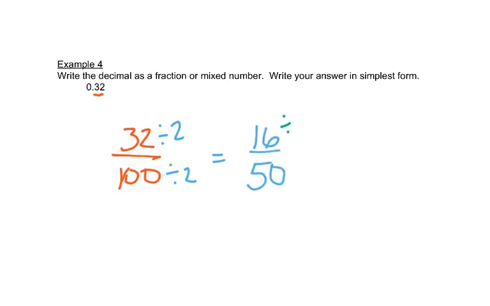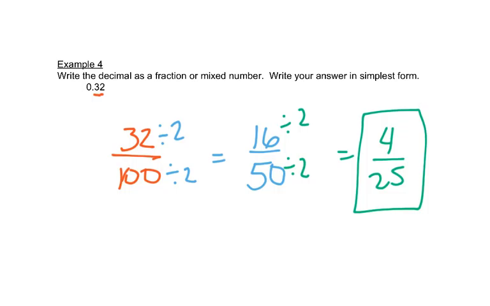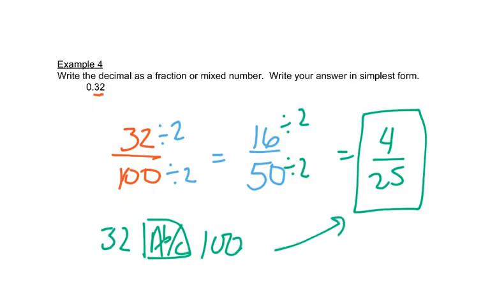We can do that again. We can divide it by 2, and we get 4 over 25. Nothing else goes into that, so it's finished. Now again, you can use your fraction button. Once it's in fraction form, you could type in 32, fraction button, and then the 100, and hit enter, and it will give you the reduced fraction.